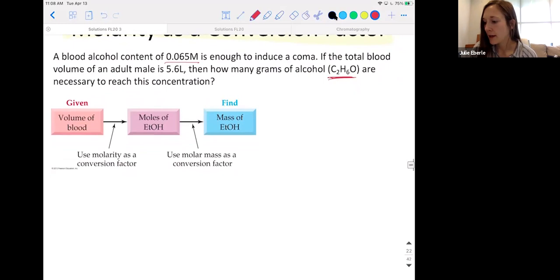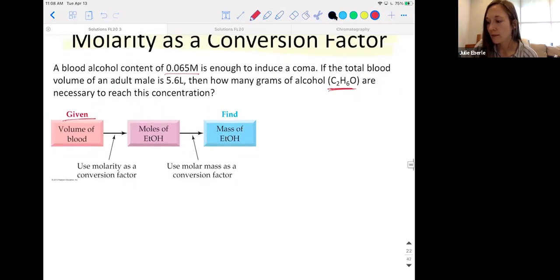All right, we're going to start with how do we answer this problem? What's given? Well, we're given, I'm going to highlight it, the volume of blood, 5.6 liters. That's where we're going to start. And we're trying to determine how many grams. So we're trying to go from liters to grams. So we don't have a way to go directly there. We can't do this in one step. But we can use molarity, and that's what it says here.